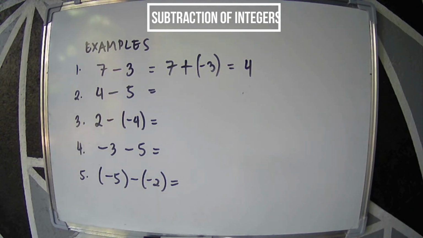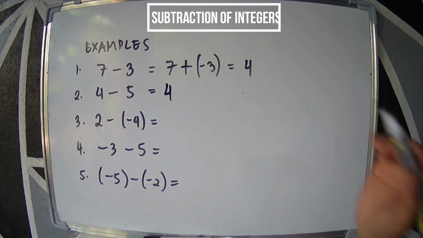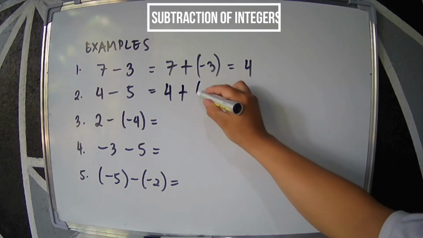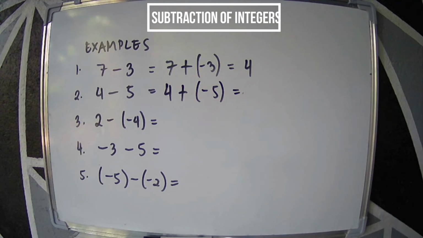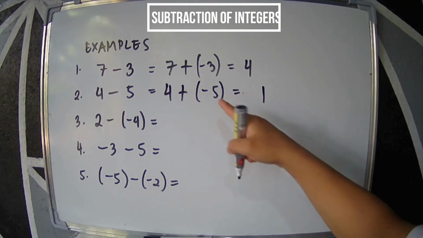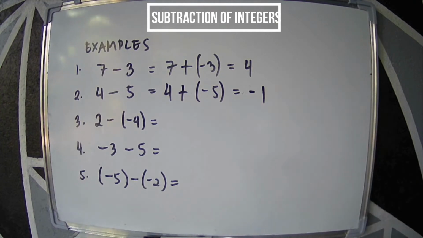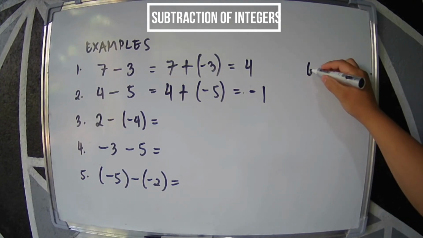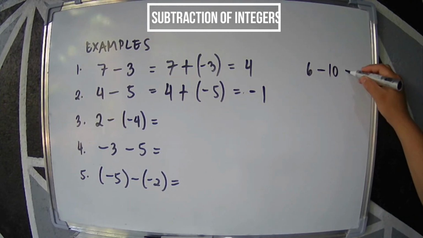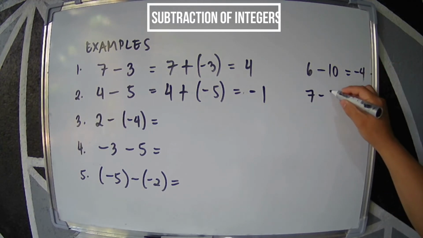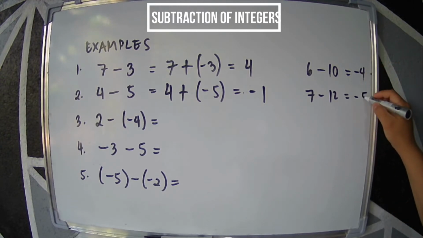Number 2, 4 minus 5. Keep the first number, change minus to plus, get the opposite of 5, and that is negative 5, and then perform addition rule. 4 plus negative 5, that is 5 minus 4, 1, and keep the sign of the larger, which is negative. So here, when you are subtracting a smaller number by a larger number, the answer is always negative. Let's have 6 minus 10. So here, the difference is negative 4. 7 minus 12, the difference is negative 5.